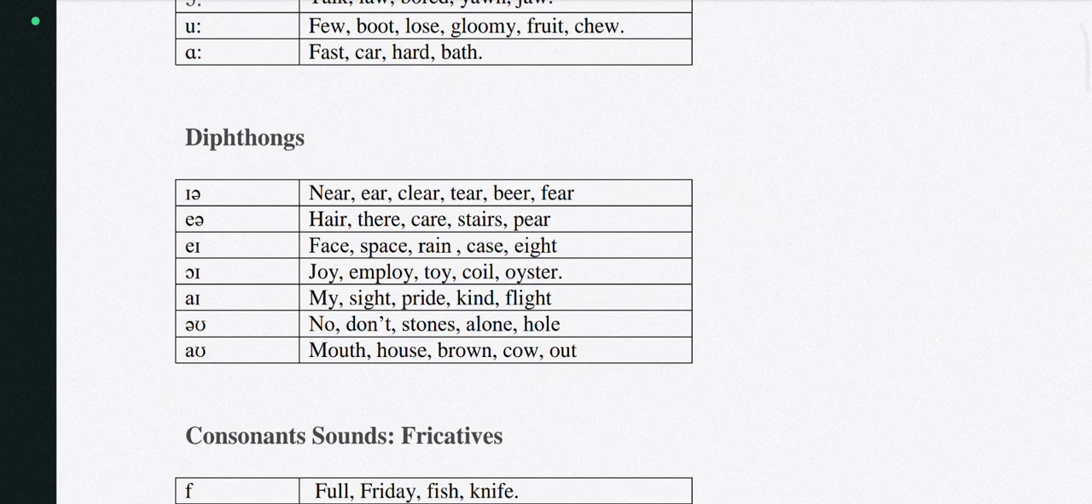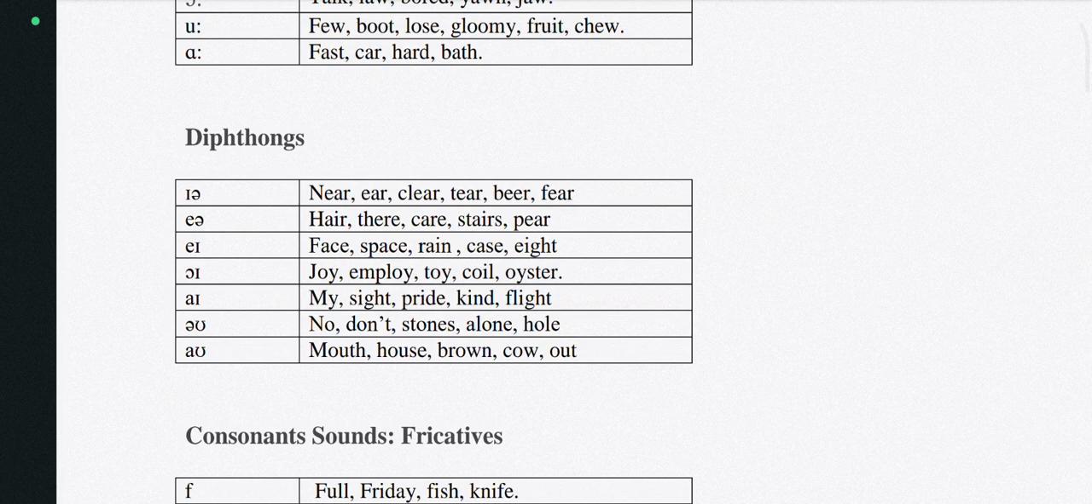Then O and E. Next one. Oi. Okay. O and E will make oi. How is it? Joy, employ, toy, coil, oyster. Okay. So, which sound is recurring in all these words? Oi sound. Then we have I sound. My, side, pride, kind, fight. Okay. So, all these words have I sound. A and E put together will make I.